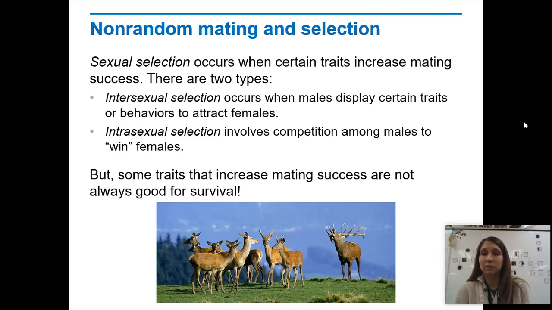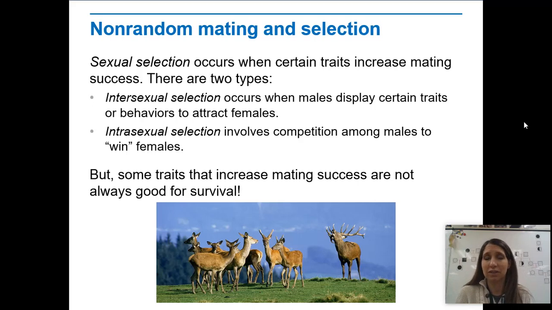There are two different types of selection here: intersexual selection and intrasexual selection. The difference is that inter is between males and females, where males are trying to display certain traits to attract female individuals. We see this an awful lot with birds, and sometimes also fish. They display certain traits, and birds specifically have songs and sometimes dances and behaviors that they do in order to try and attract the female.